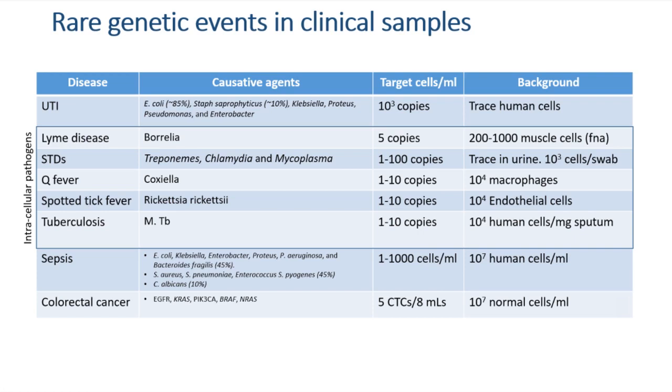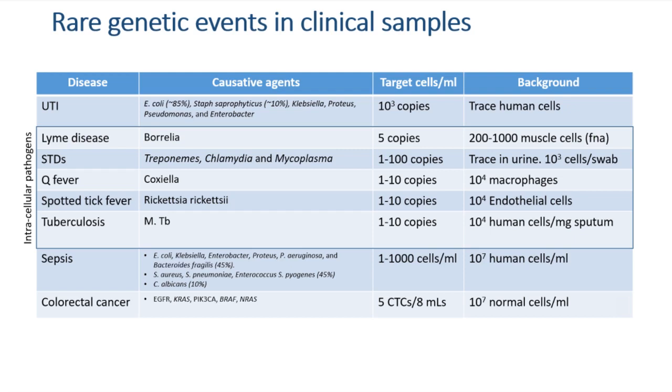There's almost always some trace levels of human cells, but I think this audience appreciates that even one human cell has 1,000 times the amount of DNA mass as a bacterial cell. So just one cell is essentially an equal mixture of 1,000 bacteria versus one. And as you start to get to tens or hundreds of human cells, the pathogen becomes the rare genetic event.